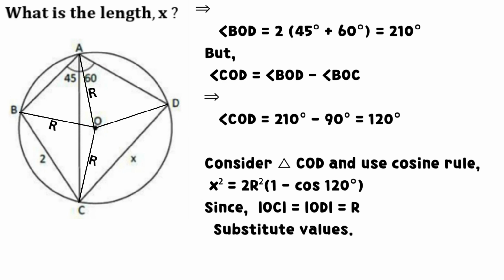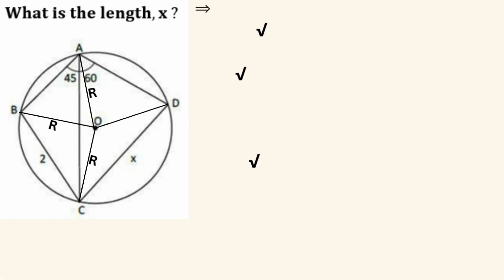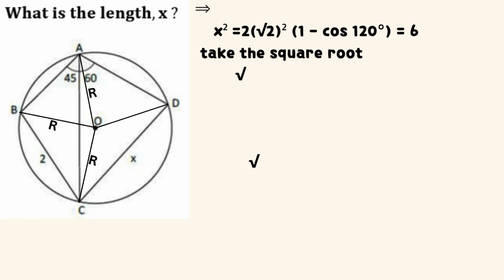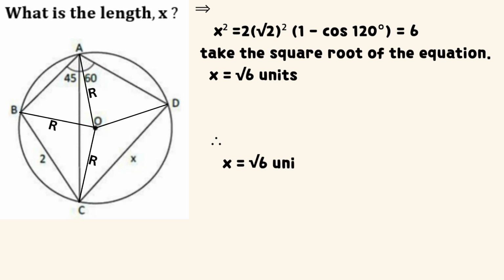Consider triangle COD and use the cosine rule. The square of x equals 2 times the product of the square of r and 1 minus cosine 120 degrees. Since line OC equals line OD, which equals r, substitute values. The square of x equals 2 times the product of the square root of 2 and 1 minus cosine 120 degrees, which equals 6.